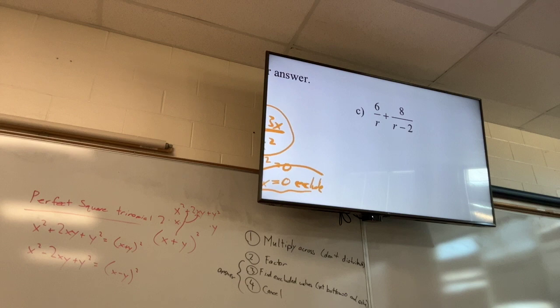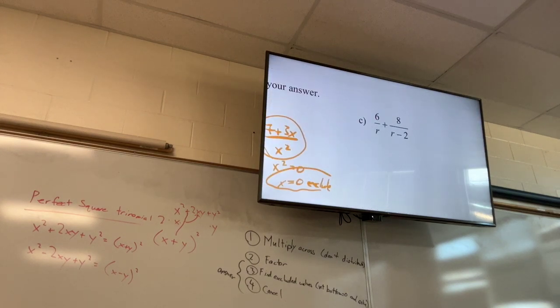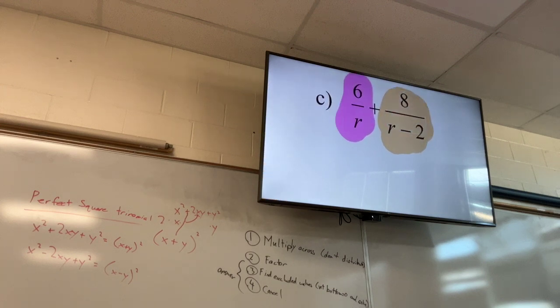C, can I talk about C? So we got this pink fraction on the left here. Can we factor that at all, top or bottom? What about this fraction on the right, the orange? Can we factor that at all? Nah, okay? So let's ask ourselves, what factor is missing from the pink denominator that the orange denominator has?